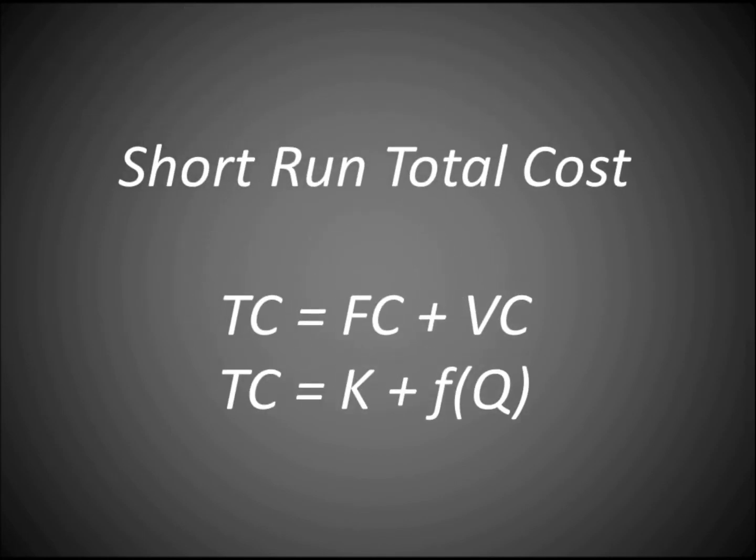Short run total cost is your fixed costs plus your variable costs. Your fixed costs are fixed and constant. That's represented by the K. And your variable costs are things that you can actually change. They're the inputs that you have the ability to change. And so they're a function of output. That's the f of q. The more output you want, you're going to have to change your variable inputs, and that changes your variable costs.